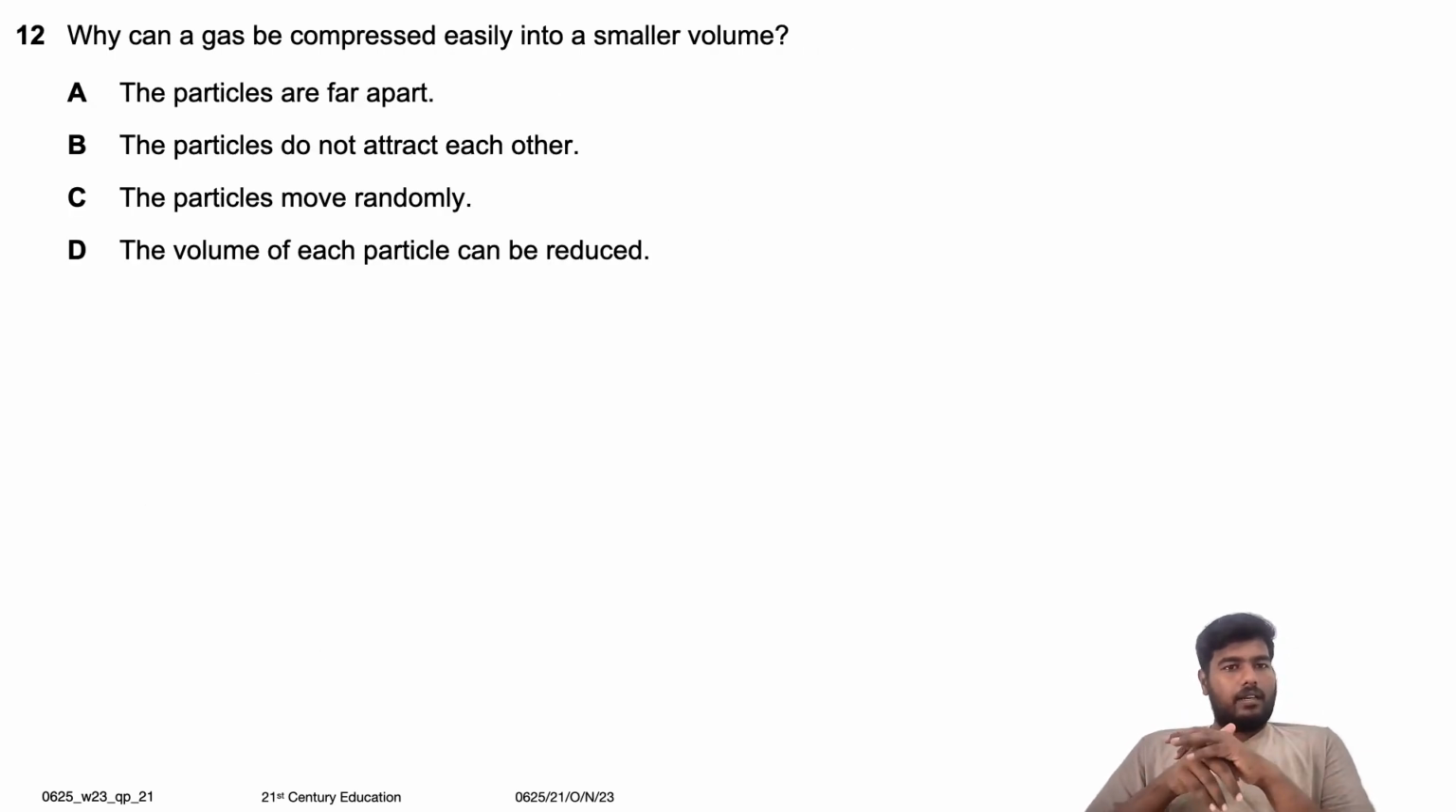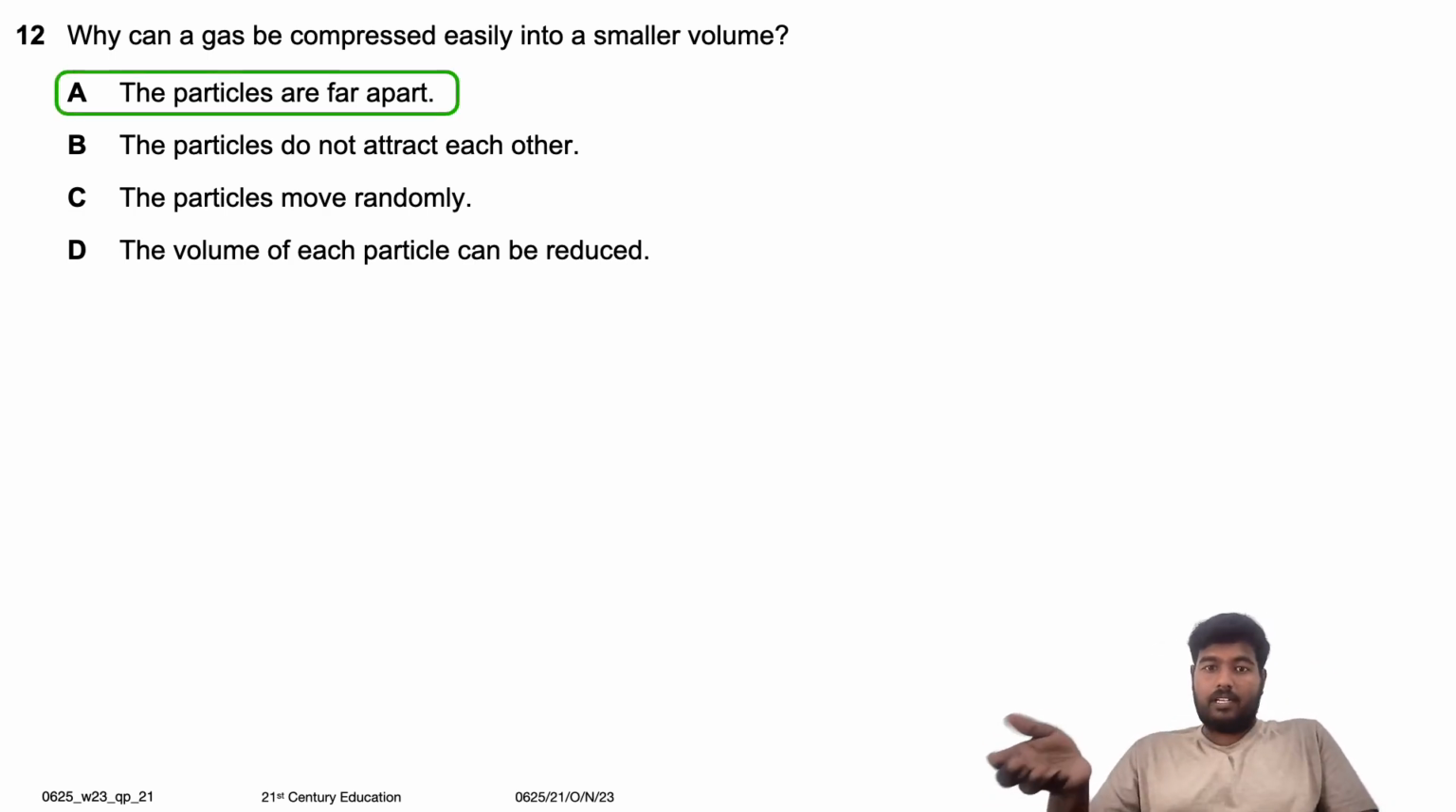Why can a gas be compressed easily into a smaller volume? The particles are far apart. That's the reason. In a solid, the particles are already close enough, so it's difficult to compress further. In a liquid, it's a different scenario. Most liquids you cannot compress. Okay, that's the difference. The particles are far apart. That's the reason a gas can be compressed easily into a smaller volume.